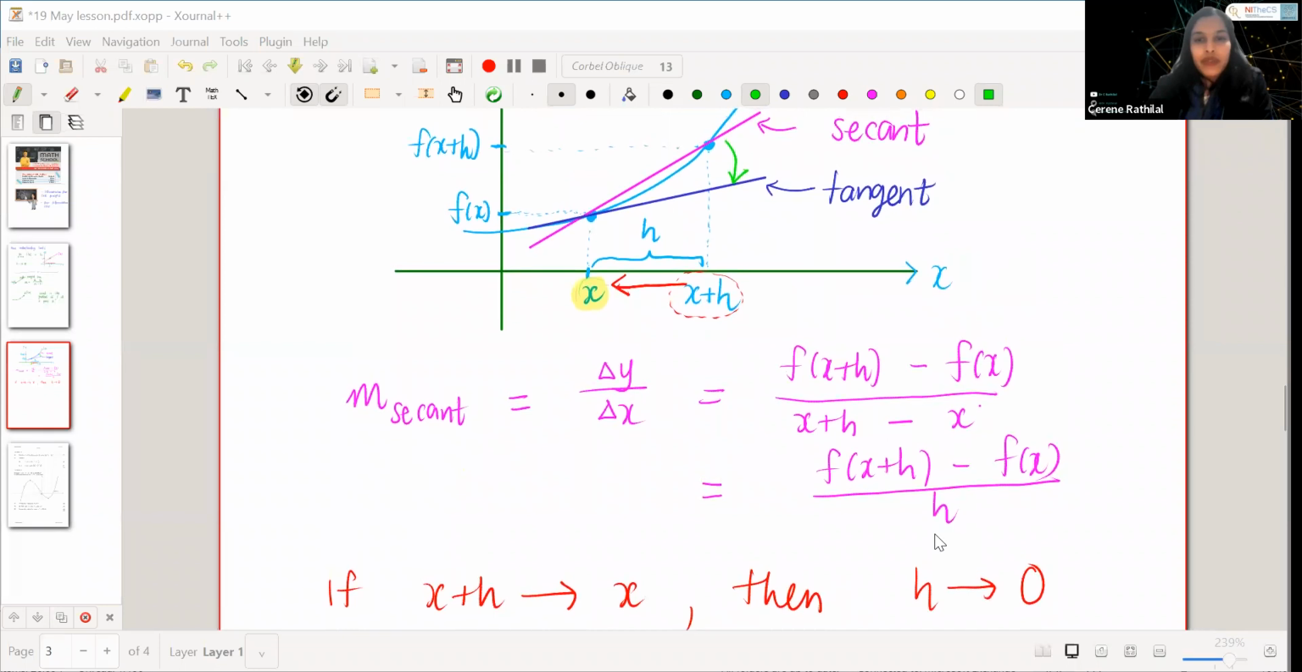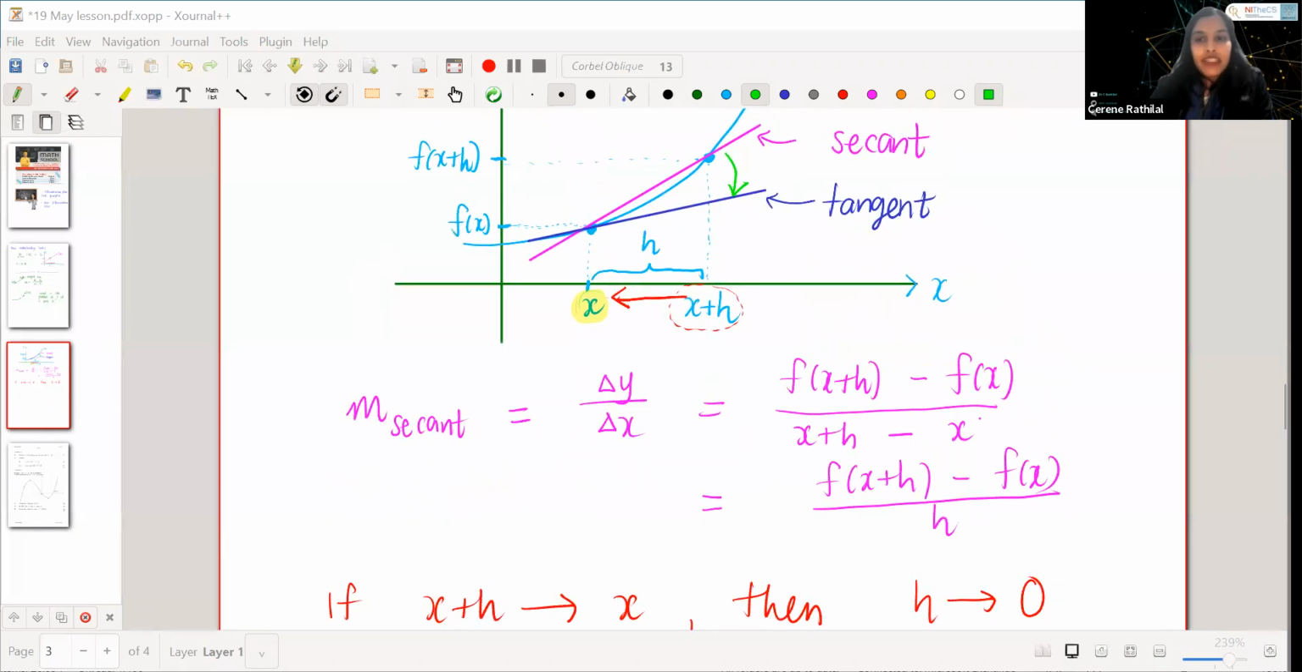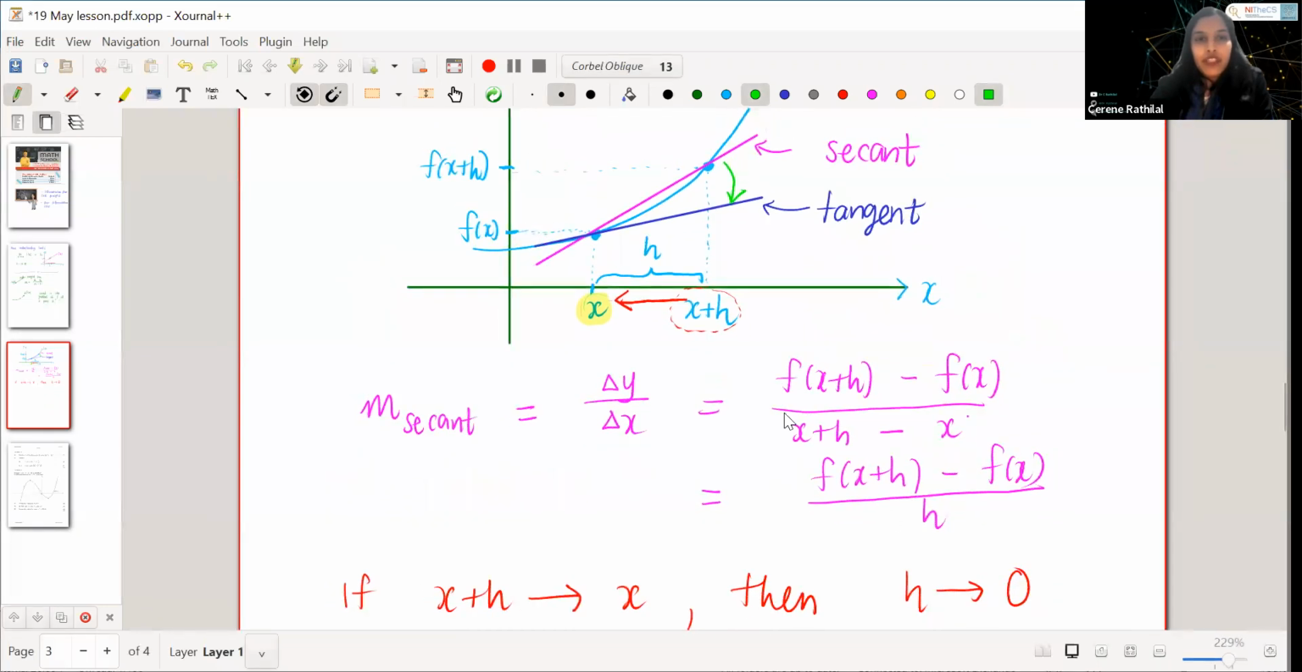So I'm hoping that you all see what has happened in this derivation. We're not done, but have you followed up to this point? Do we all understand how we determine the gradient of the secant? Did we all understand how we want those 2 points to become 1? The distance between them must become 0. It must tend towards 0. That's what we're aiming for. And when the distance between them tends towards 0, the secant line becomes a tangent line.